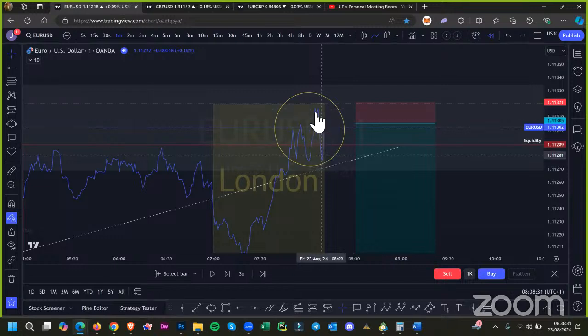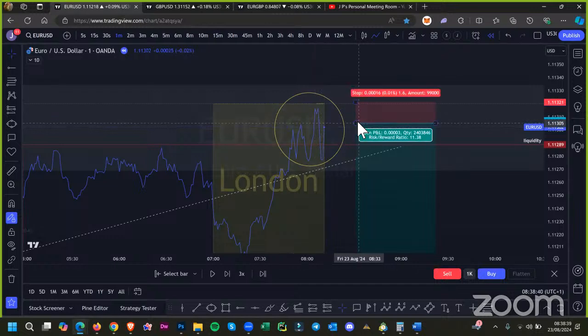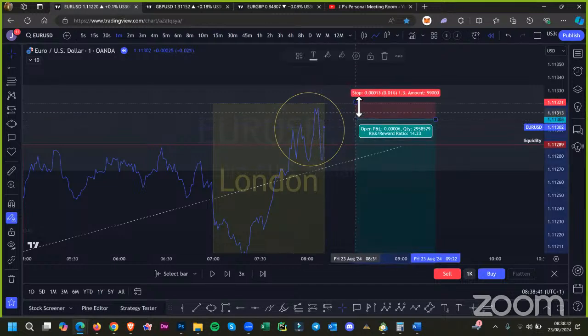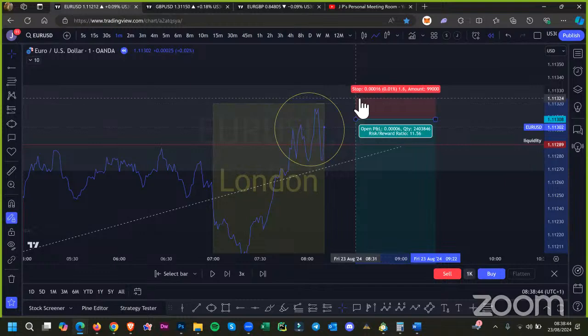Okay, so I've got this M in here, and to be fair, this one M was okay. It wasn't quite as manipulation as I wanted it, but I wasn't ignoring this displacement. From here, I got in and placed my stop, giving it some space above here.